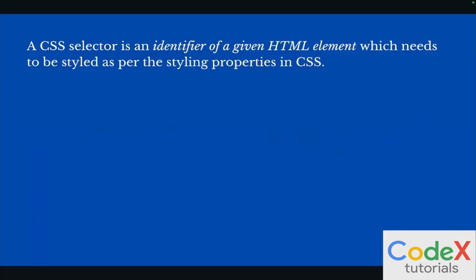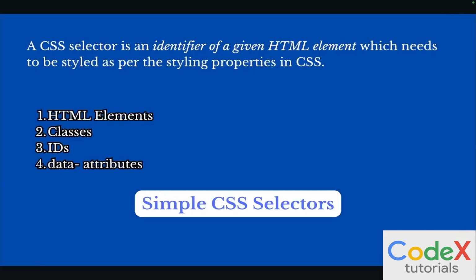Now, a very simple definition of a CSS selector is basically an identifier given to an HTML element which needs to be styled as per the styling properties in CSS. Whenever we want to connect the HTML with the CSS, we identify the element to be styled in HTML via something called a CSS selector. You can consider a CSS selector to be a namespace for the HTML element which is to be styled.